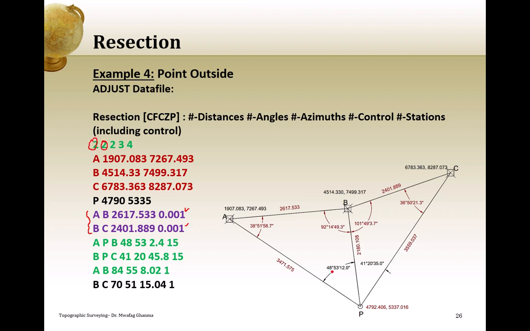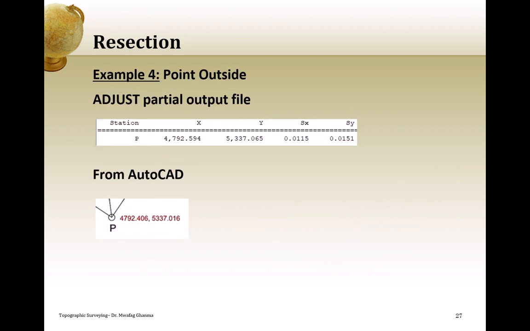So what do we have? We have 2 measurements of the distances, 2 measurements of the angles, which are these angles. And then we have also 2 measurements of the azimuths, which are azimuth BC and azimuth AB. Here is the azimuth AB. These are the 2 angles, and these are the 2 distances, and this is the approximate coordinates, and these are the known coordinates of the 3 control points, and 4 is the total number of stations. Once you run this, this is the solution, as simple as that.